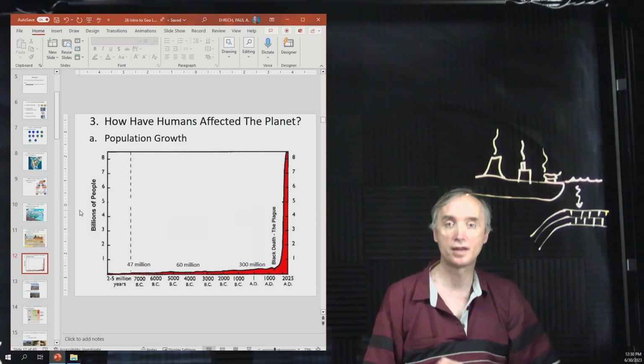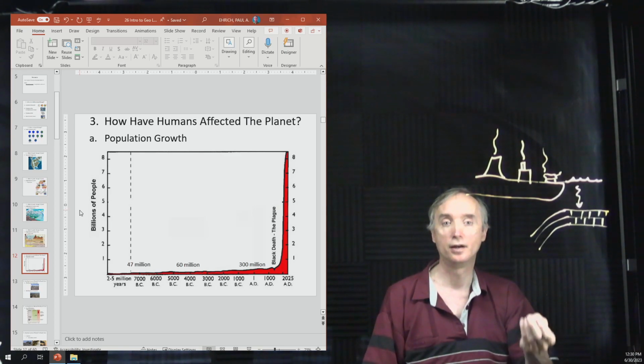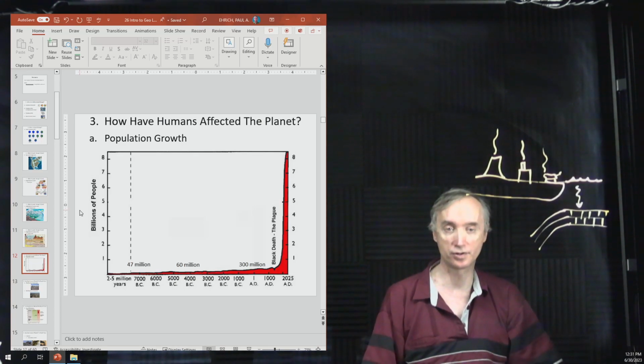This is a very serious problem, and unless we get a handle on population growth, that is going to interfere with any plans that we might have for reducing pollution or climate change or any of these other problems. Unless we can fix the population growth thing, those other problems are just going to get worse.